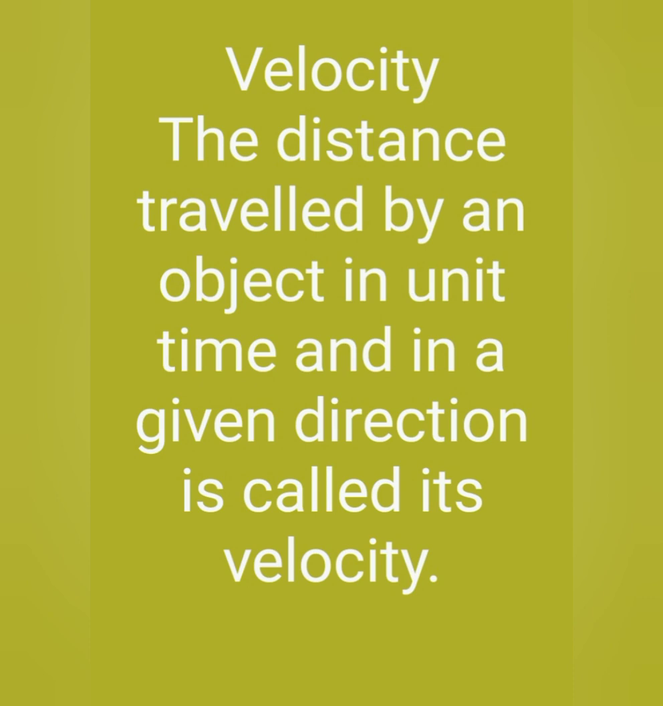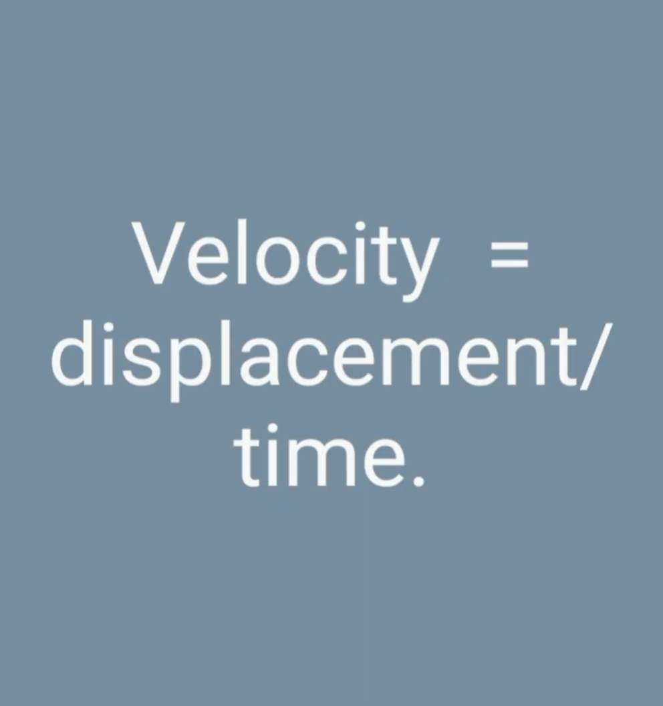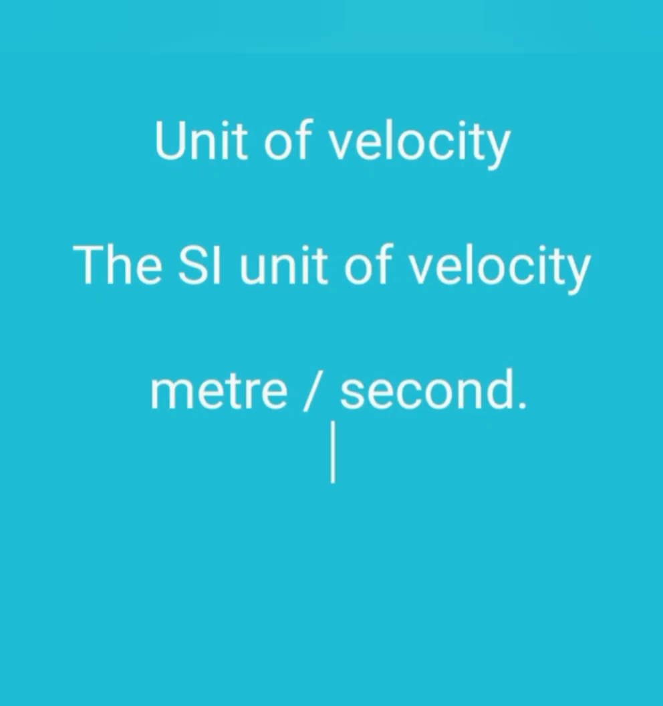Velocity: the distance traveled by an object in unit time and in a given direction is called its velocity. Here in velocity, three factors are important. First one, distance traveled, and time and direction, meaning displacement and time. Velocity is equal to displacement upon time.